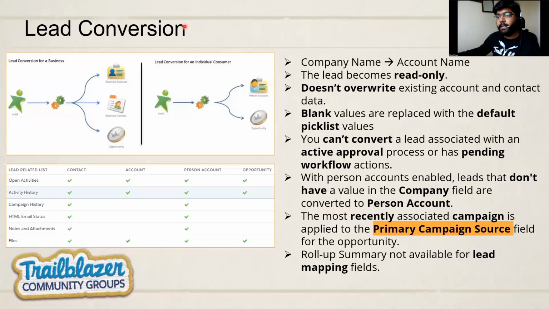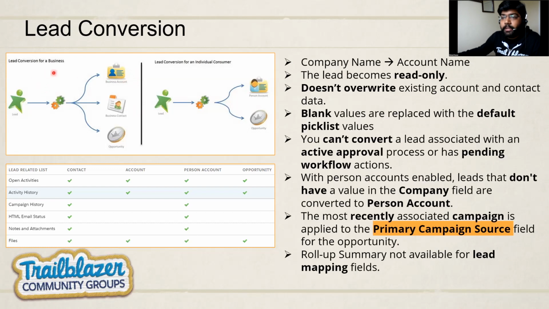Moving forward, let's talk about lead conversion. As we saw in the previous CRM lifecycle page, whenever we convert the lead, we can convert it into an account and contact, and optionally an opportunity. Creating an opportunity is not mandatory, but if you convert a lead, an account and contact will be created for sure. If you want, you can optionally create an opportunity also. That is for a business type of lead.